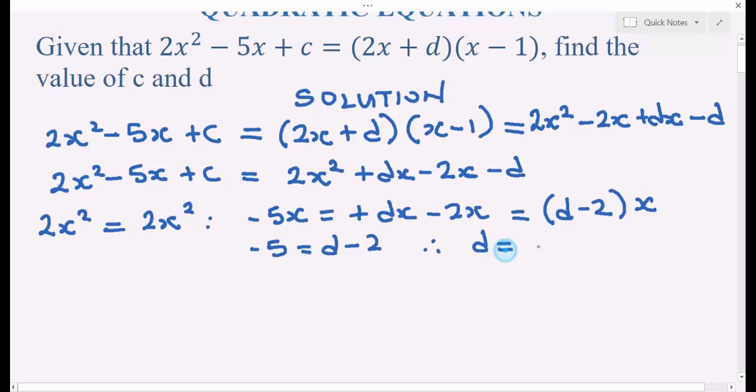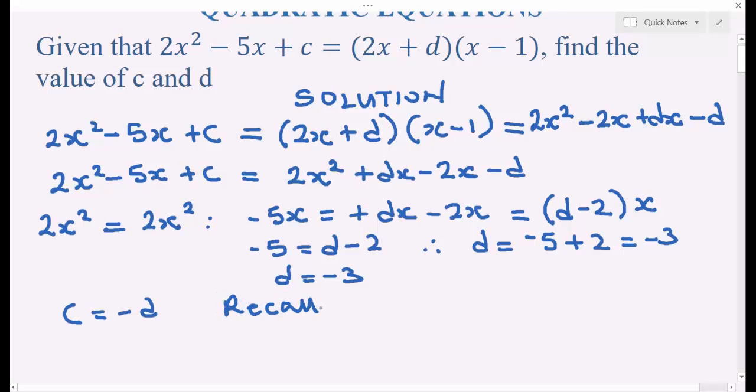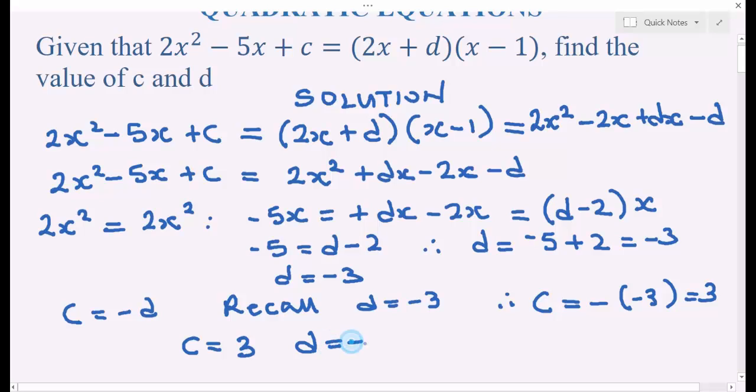That means our d is equal to minus 5 plus 2, which is equal to minus 3. Our d is equal to minus 3. Then on the left hand side, the constant, our c is equal to minus d. But recall that our d is equal to minus 3. So it means that our c is equal to minus (minus 3), which is equal to 3. So our c is equal to 3 and our d is equal to minus 3.